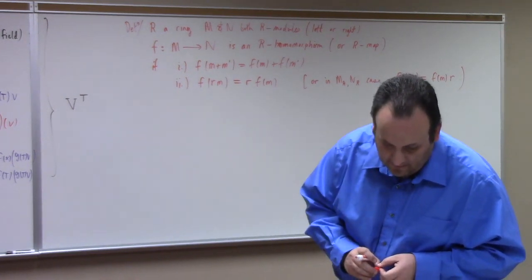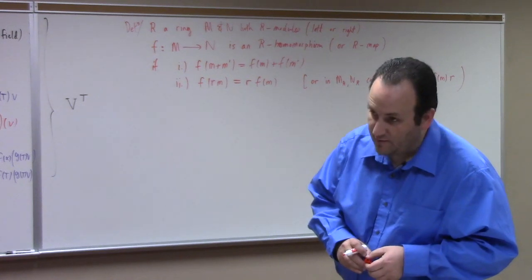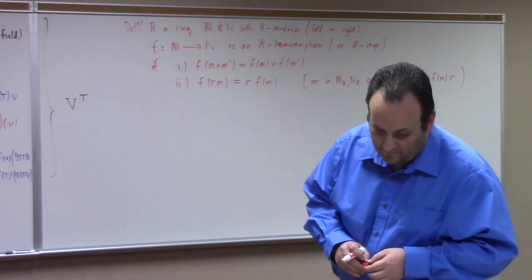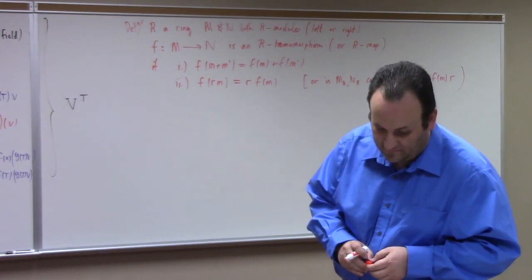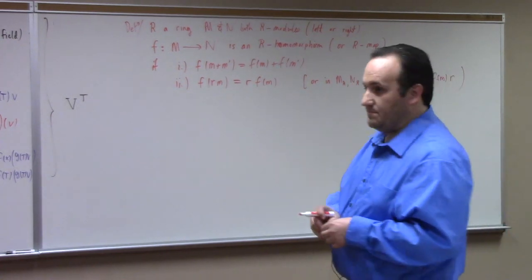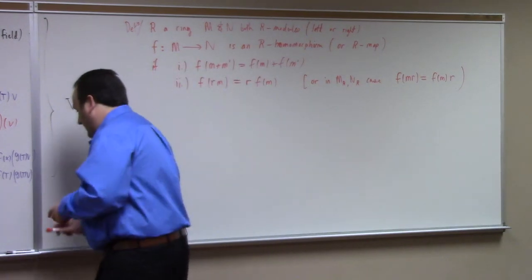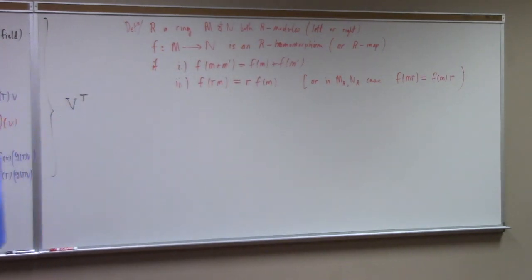So he says, note that the composite of R homomorphisms is an R homomorphism. And if F is an R isomorphism, then its inverse function is likewise an R isomorphism. So the things we said about composites of linear transformations and isomorphisms are still true in this context. Right.